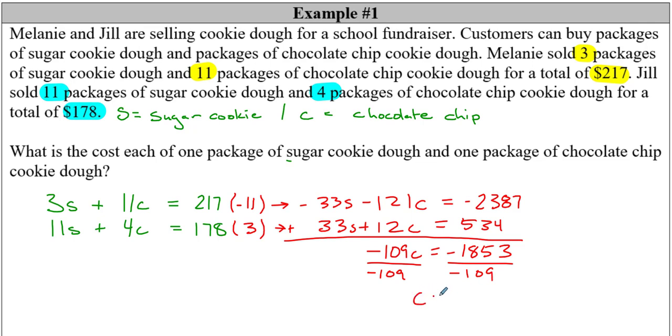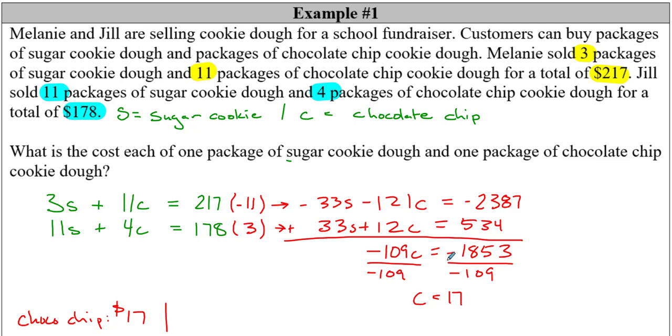And we get C is equal to 17. So we know that chocolate chip cookie, I'm just going to say Choco Chip, costs $17 per pack. Okay, now we need to go and find sugar cookie.